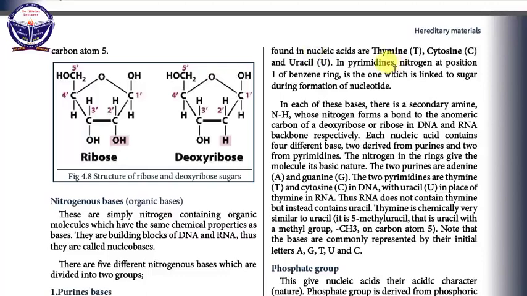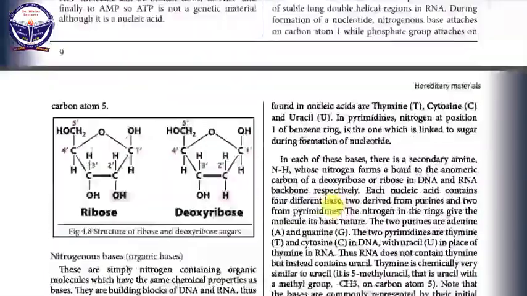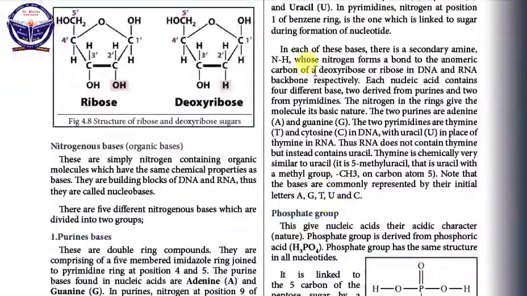In pyrimidines, nitrogen at position 1 of the benzene ring is the one which is linked to the sugar during formation of nucleotides. You can observe this nitrogen at carbon number 1, which is the one which is linked to the sugar when they are forming nucleotides. In each of these bases, there is a secondary amine, yani NH, whose nitrogen forms a bond to the anomeric carbon of the deoxyribose or ribose in DNA and RNA backbone respectively.